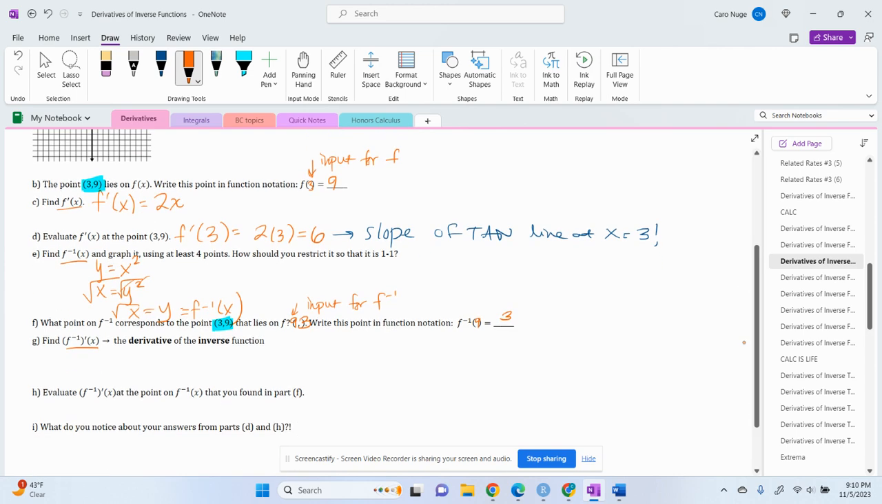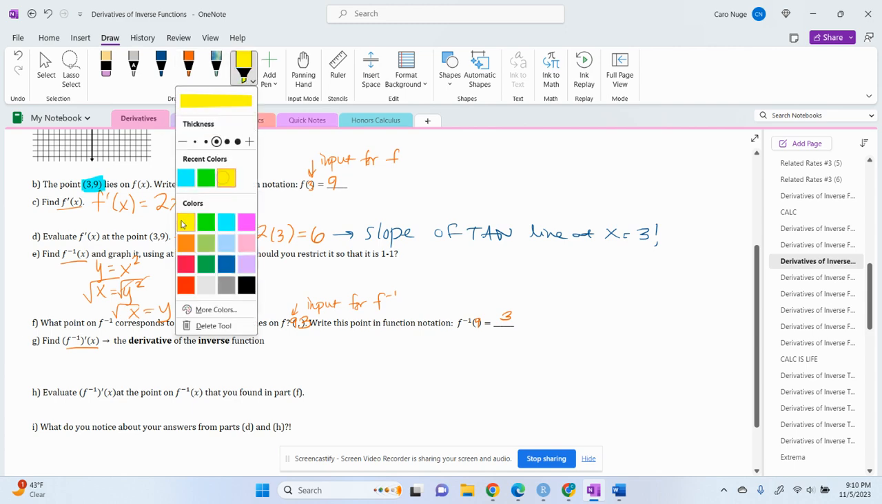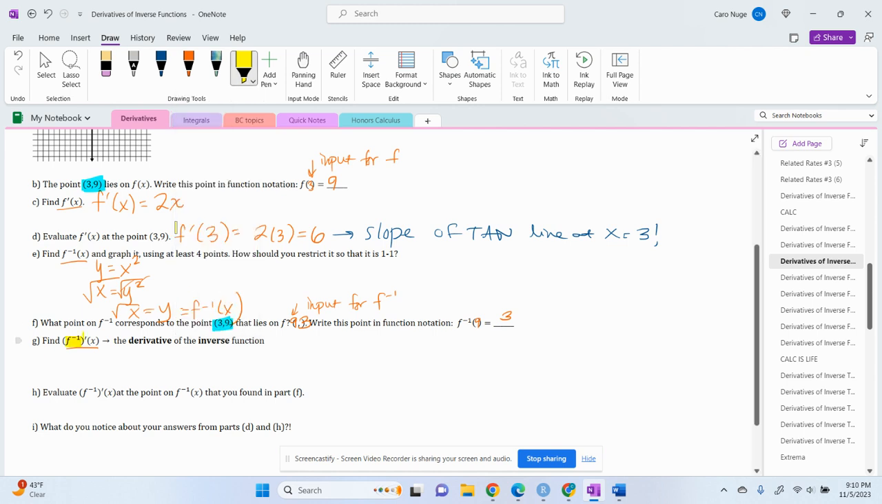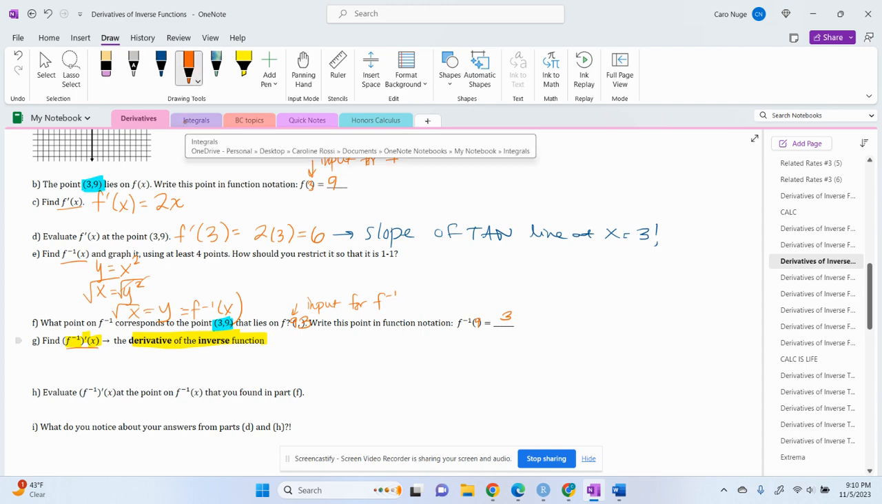All right, now let's look at this notation here. There's a lot going on. Inverse prime of x. That means the derivative of the inverse function. I think one of the trickier things about this topic is there's so much going on here. You have a negative 1, you have parentheses, you have a tick mark. It can be a little overwhelming notation-wise. We'll talk about how we can simplify things a little bit.